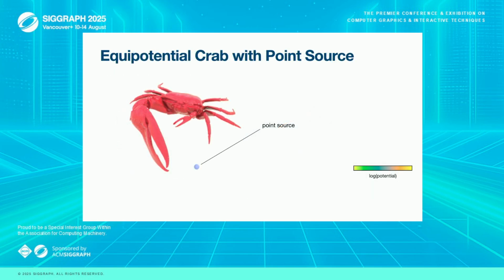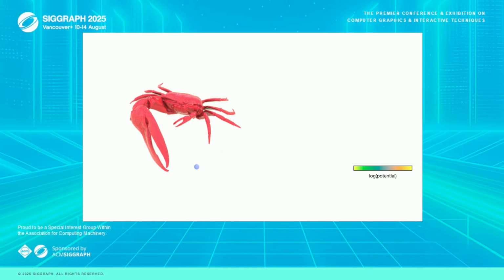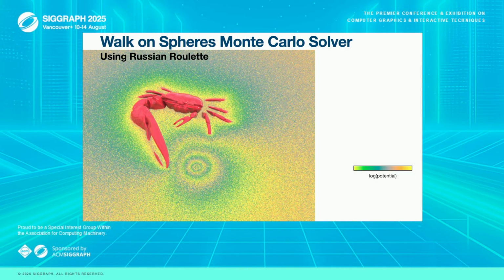So consider this equipotential crab, which is put next to this oppositely charged point source. This is a Poisson problem. And if we're asked to extend the potential to the surrounding space, say we visualize it on a flat plane, we get the following results using the Russian roulette method. We get a small hint of where the point source is or should be, but in general, the solution is very noisy, and it has very slow convergence. And our only solution is really just to increase the samples and hope that we get better results. But that's very computationally intensive.